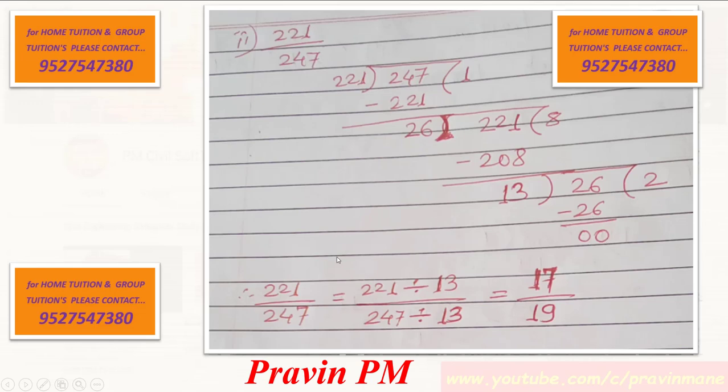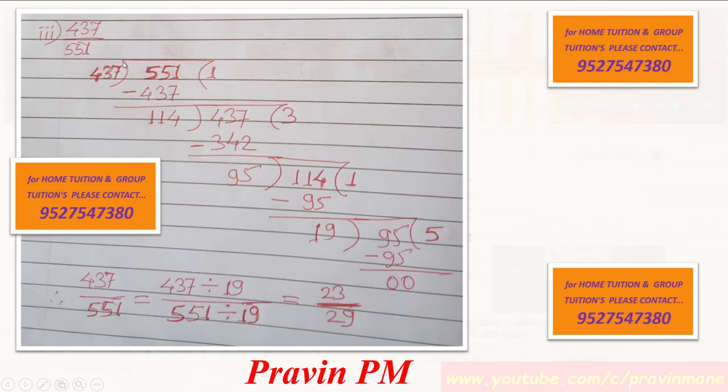Now we will divide the numerator 221 and the denominator 247 by this number, because after dividing by this we get remainder 0. That's why we are dividing by this number. So the answer is 17 by 19. So the reduction of 221 divided by 247 will be 17 divided by 19.